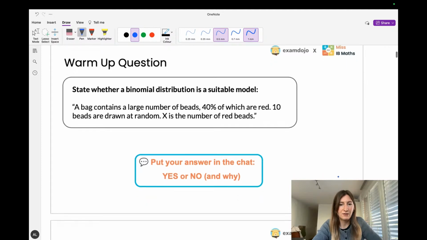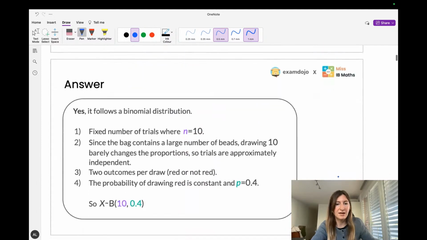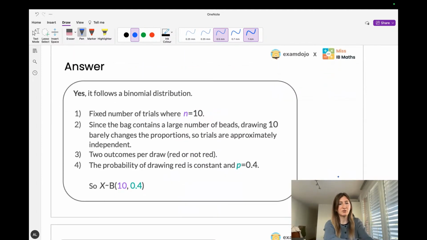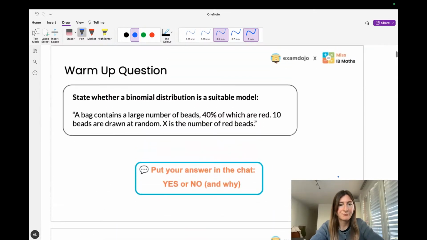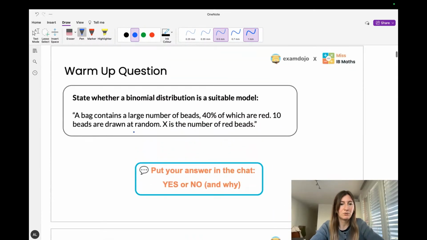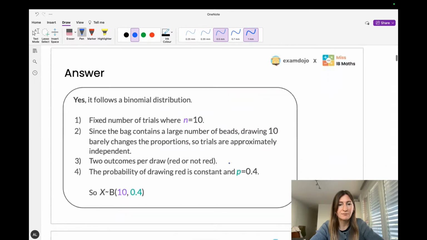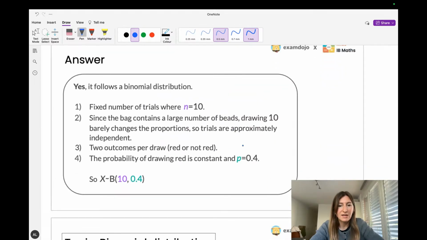All right, so the answer here is yes, it does follow a binomial distribution. So we had a fixed number of trials. There were 10 beads drawn at random, so that was our 10 trials. The bag contains a large number of beads, so if we're drawing 10, that doesn't change the proportions. So trials are approximately independent.